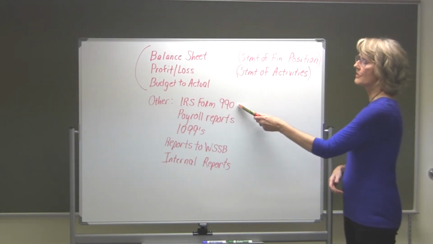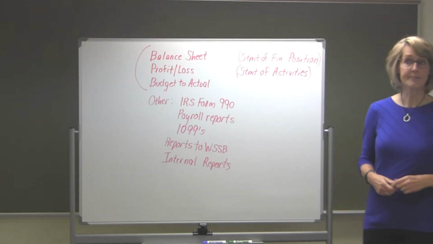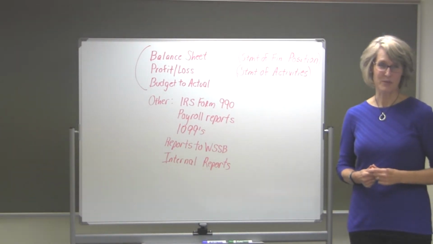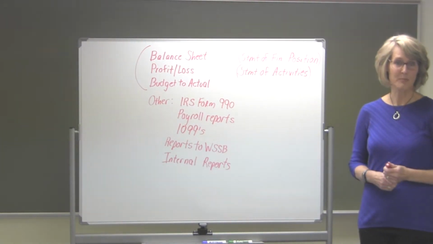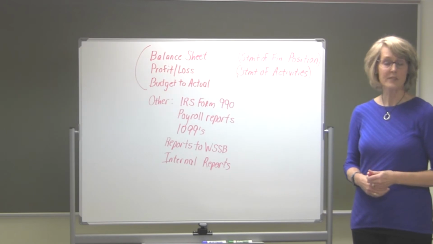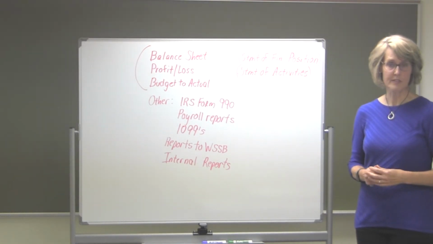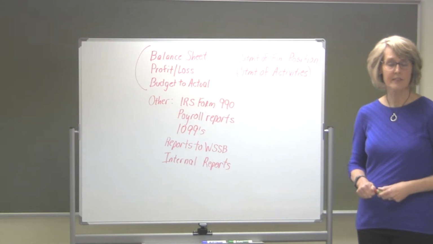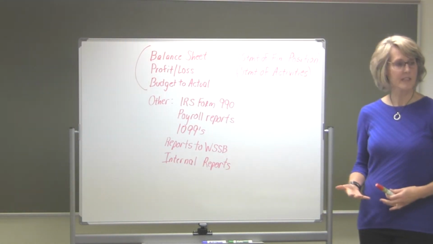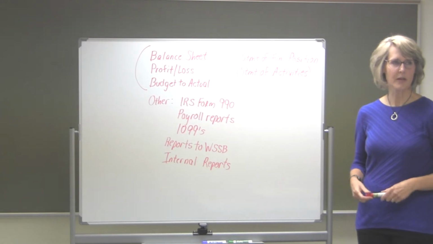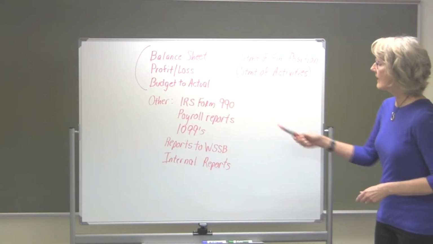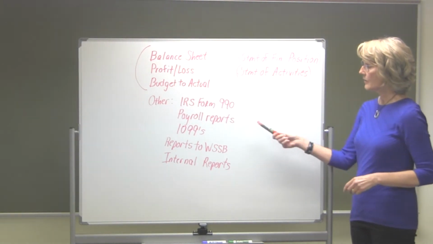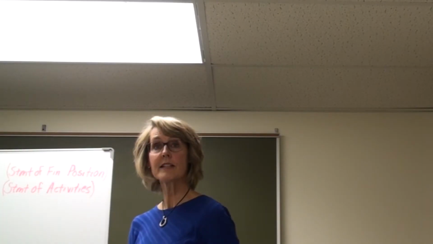One of those is your IRS Form 990. That is an income tax return for a nonprofit organization. It's filed once a year based on your fiscal year, and it's filed with the IRS to report your activities. You're a tax-exempt organization, but the IRS still wants to know about your activities. So that's filed. Your payroll reports are going to go to the IRS.